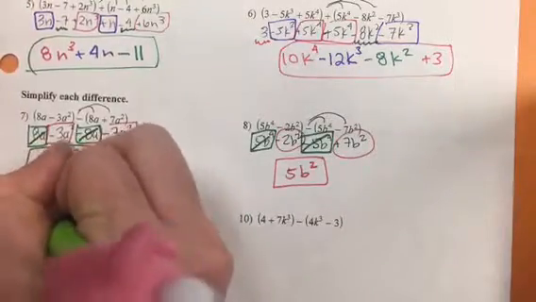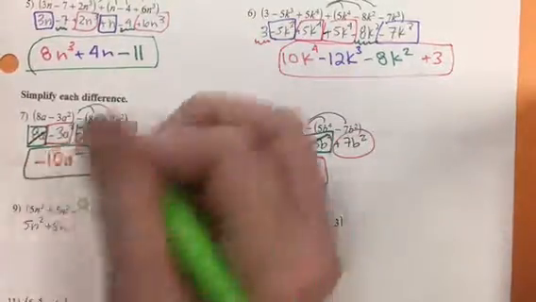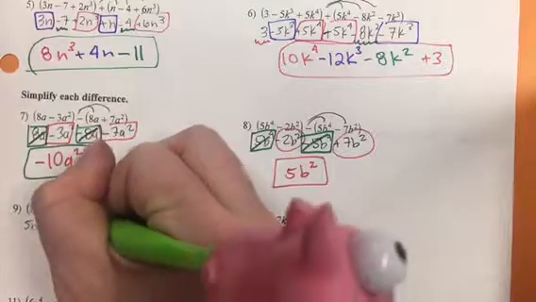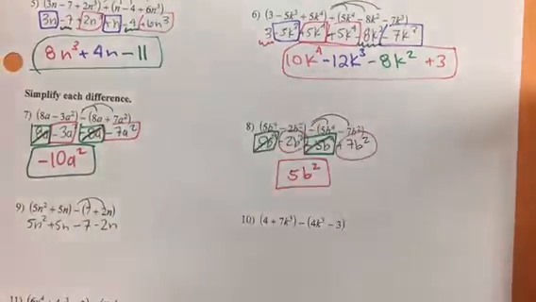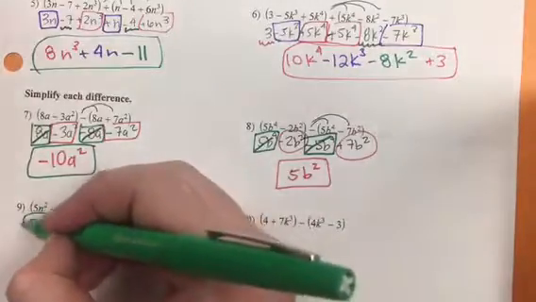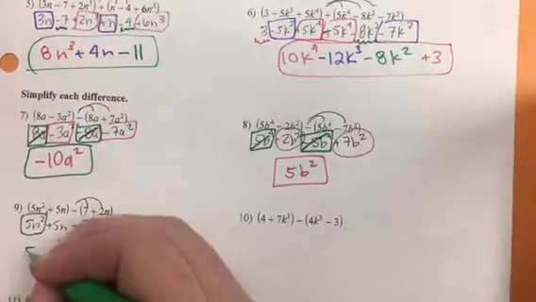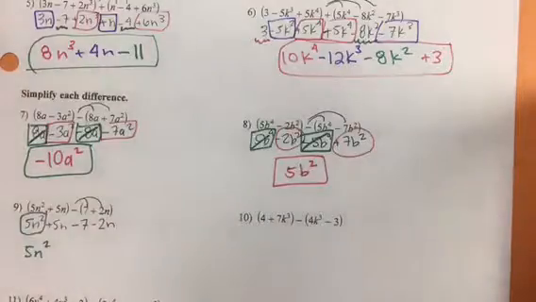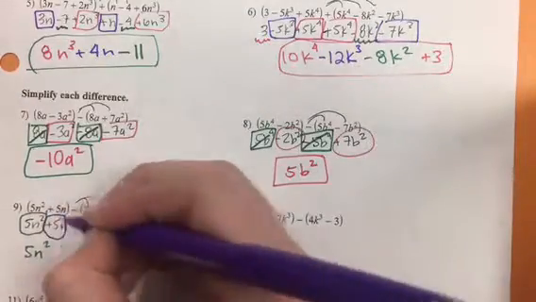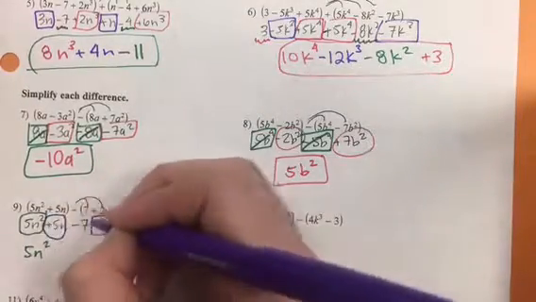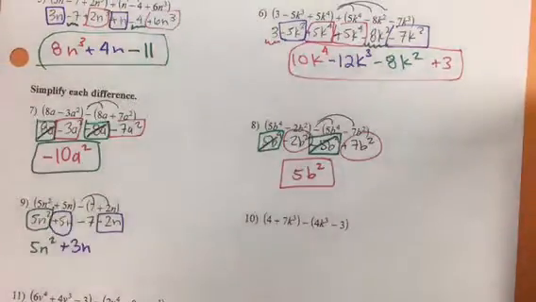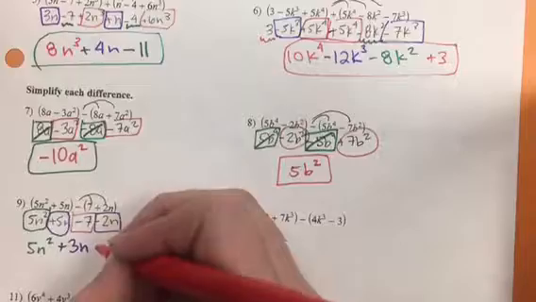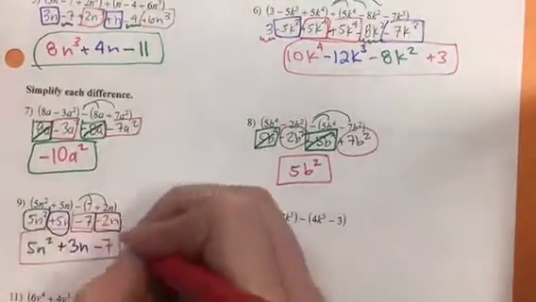5n squared plus 5n, distribute the negative, which turns the opposite of a positive 7 into negative 7, negative 2n. N squared is the biggest power, nothing matches it, so I just copy. 5n minus 2n is 3n. Nothing matches the 7, so I just put it on the end.